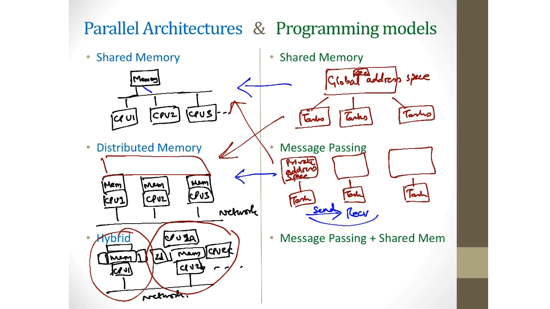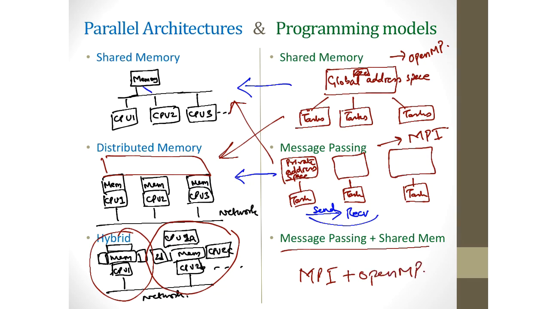For shared memory there are lots of models, but one of the most common is OpenMP. And for message passing, one of the most common models is MPI. So you have to write your code using MPI, which is a message passing interface library, and in OpenMP you have to adhere to certain directives in order to program in parallel. When you use a hybrid system, you have to code in both MPI plus OpenMP. You have to make use of both of them.